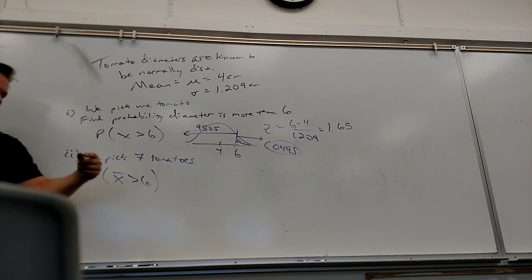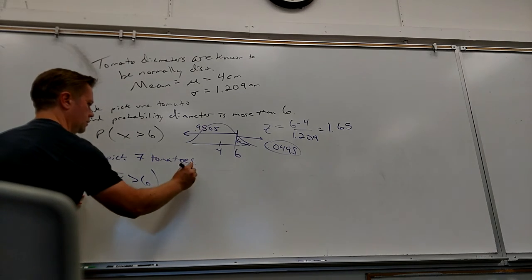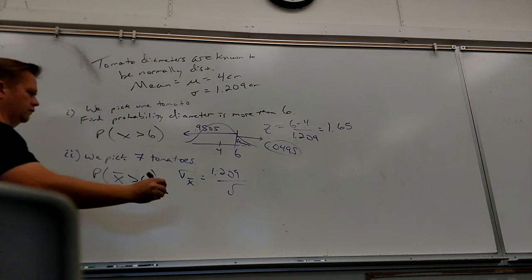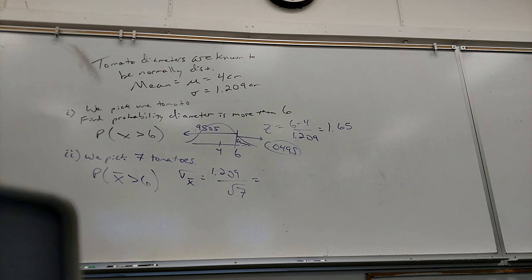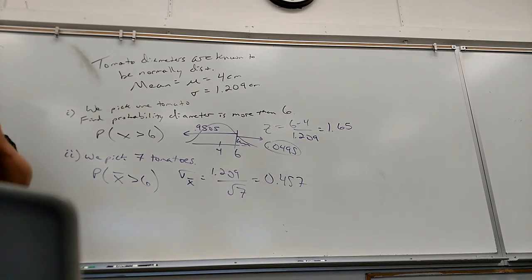So now the very first thing I've got to do is what? Yeah, I need what I call my new standard deviation. Sigma sub x bar is going to be the old standard deviation divided by square root of 7. That's 0.457. Is everybody with me here so far?